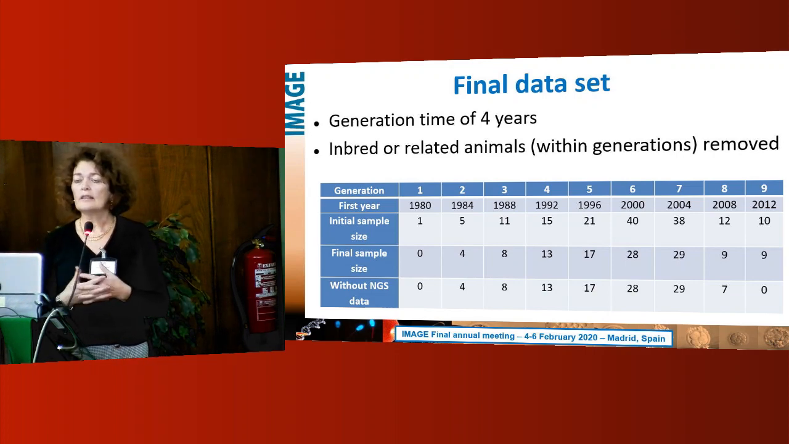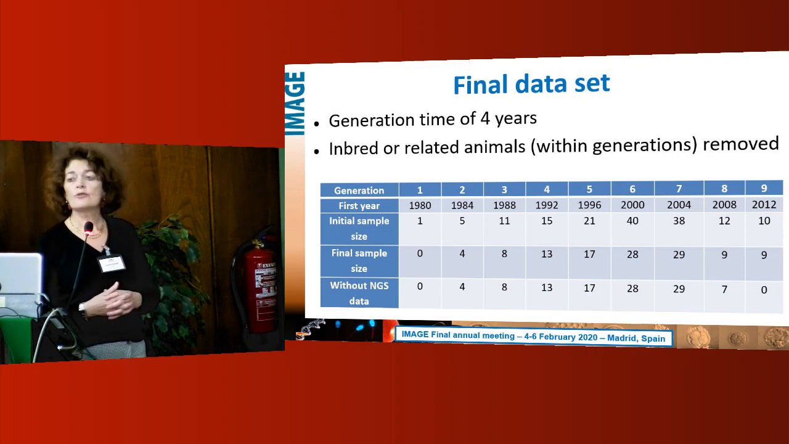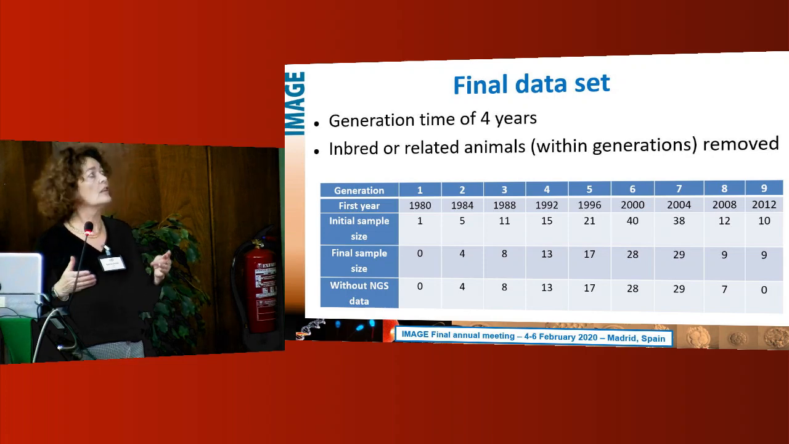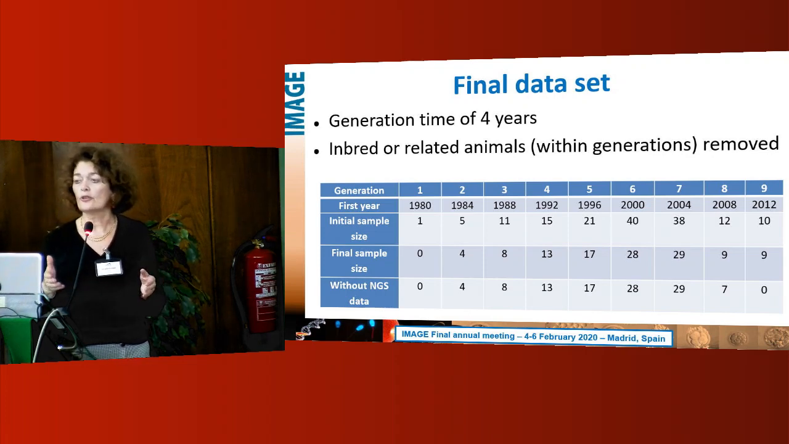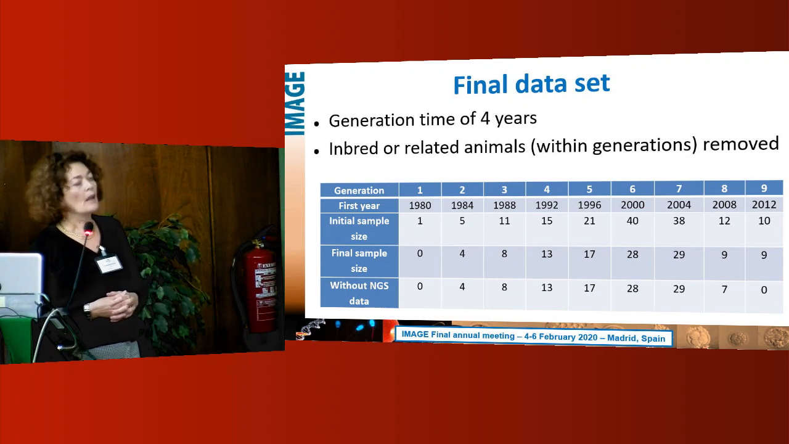We merged all the data. So what we did is, with all these 35 years of evolution of samples, we tried to detect a generation time of 4 years. 4 years is slightly less than the real generation interval in Asturiana de los Valles, but there is a high correlation between a 4-year interval and a 5-year interval, so this is okay for the study.